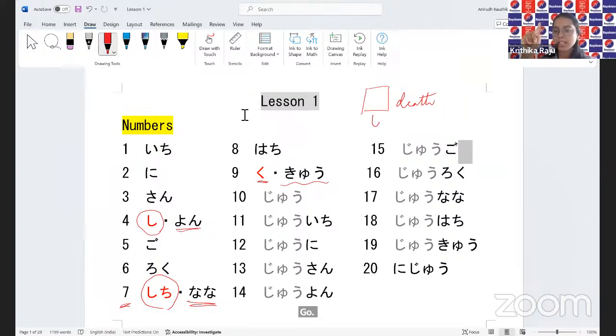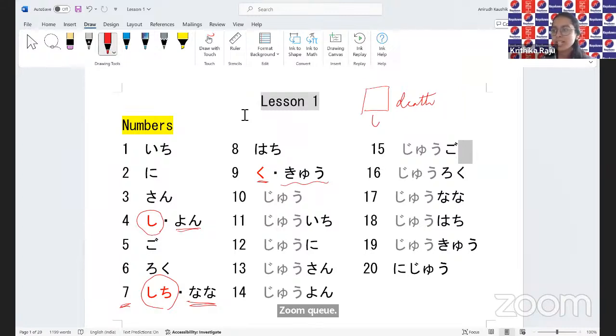Let's look at numbers 1, 2, 3. What is number 1? Ichi. 2. Ni. 3. San. Right? Once more. Ichi. Ni. San. Okay. Now 4 to 6.